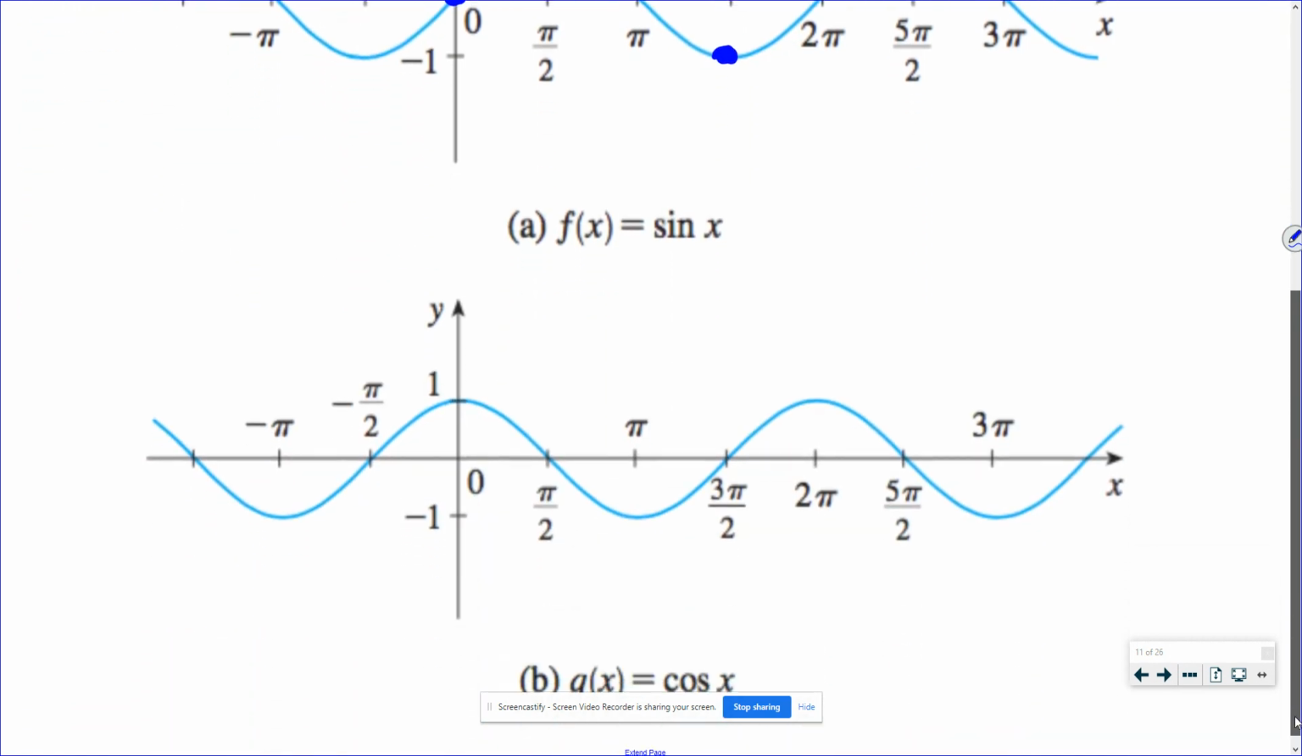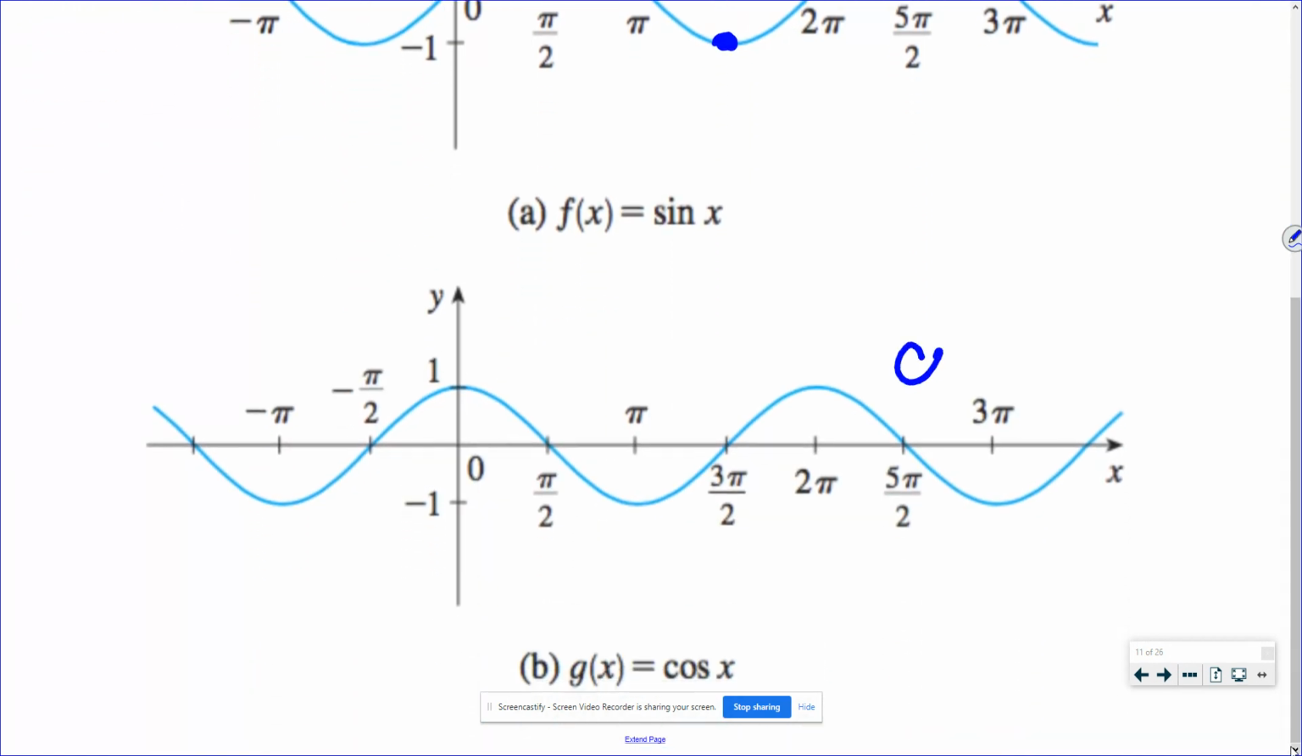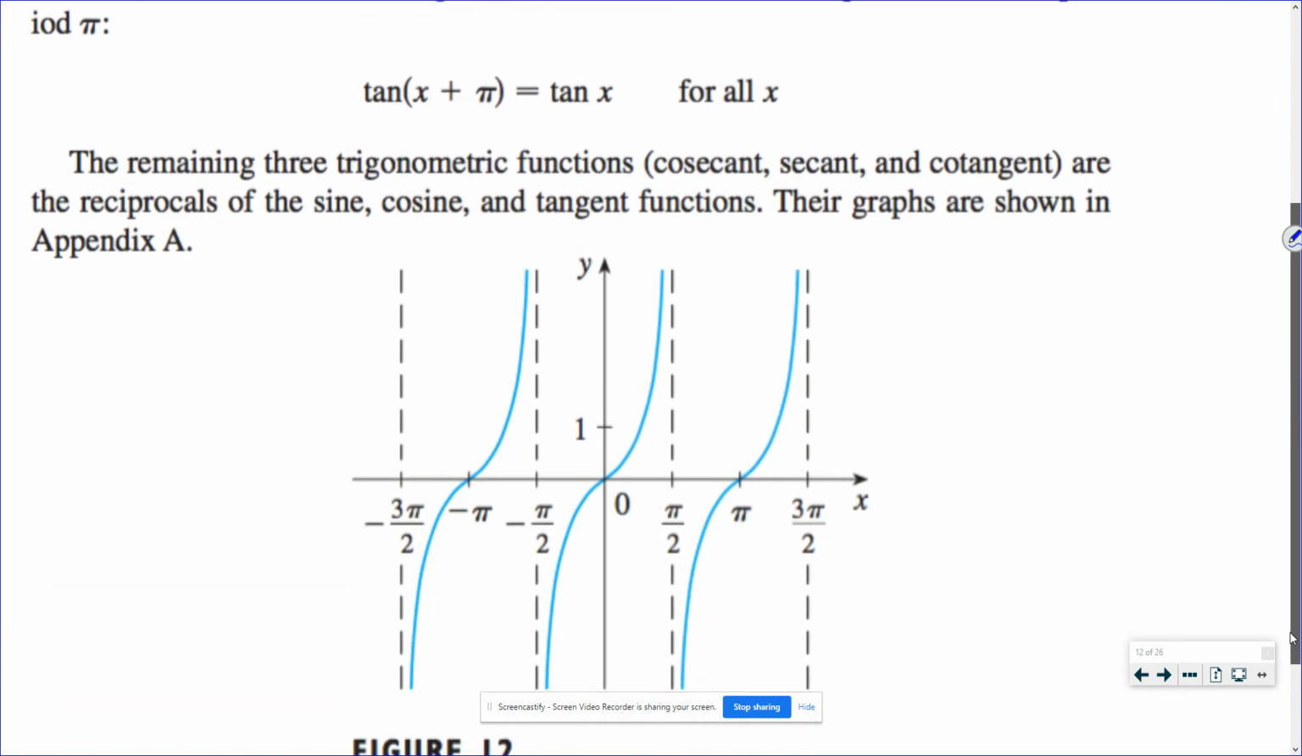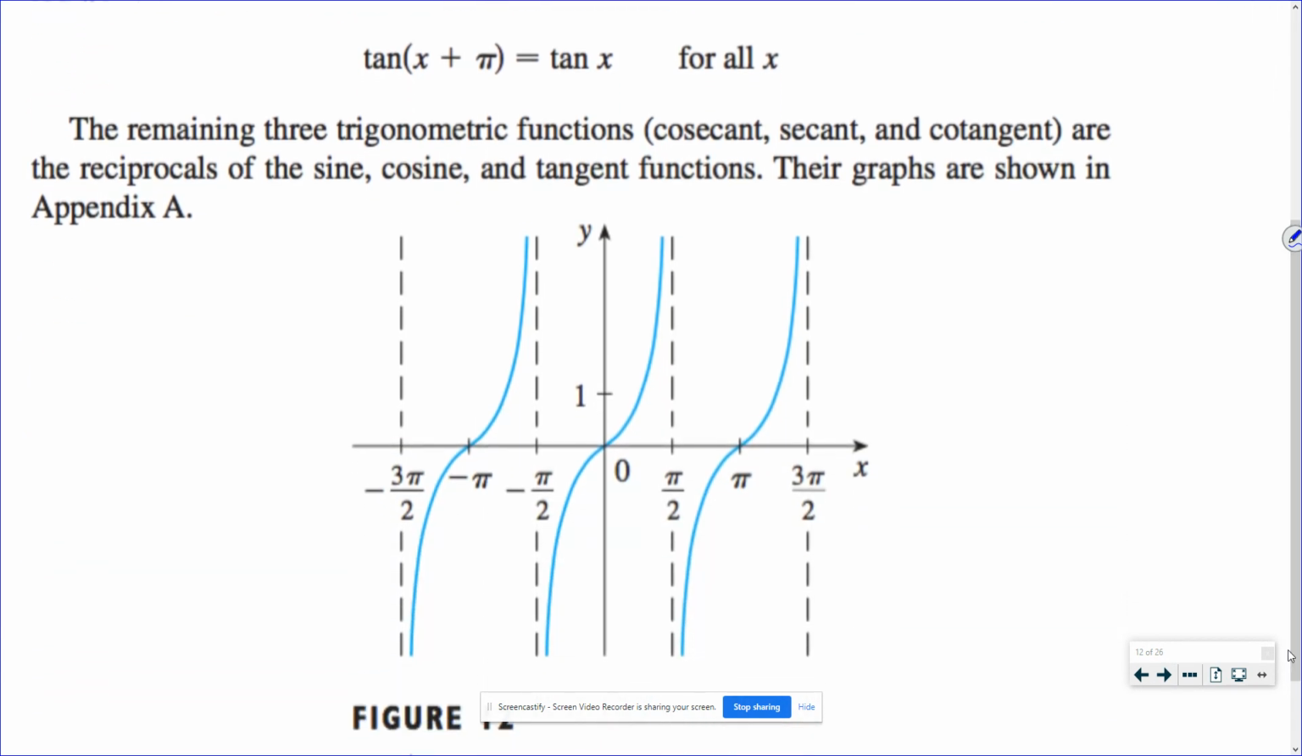Your cosine function looks really, really similar to your sine function, except your cosine function starts at 1, has a min at pi, and a max at 0. Tangent is the one that's weird, that looks nothing like the other two. Tangent looks like a bunch of those cubic functions all put together.